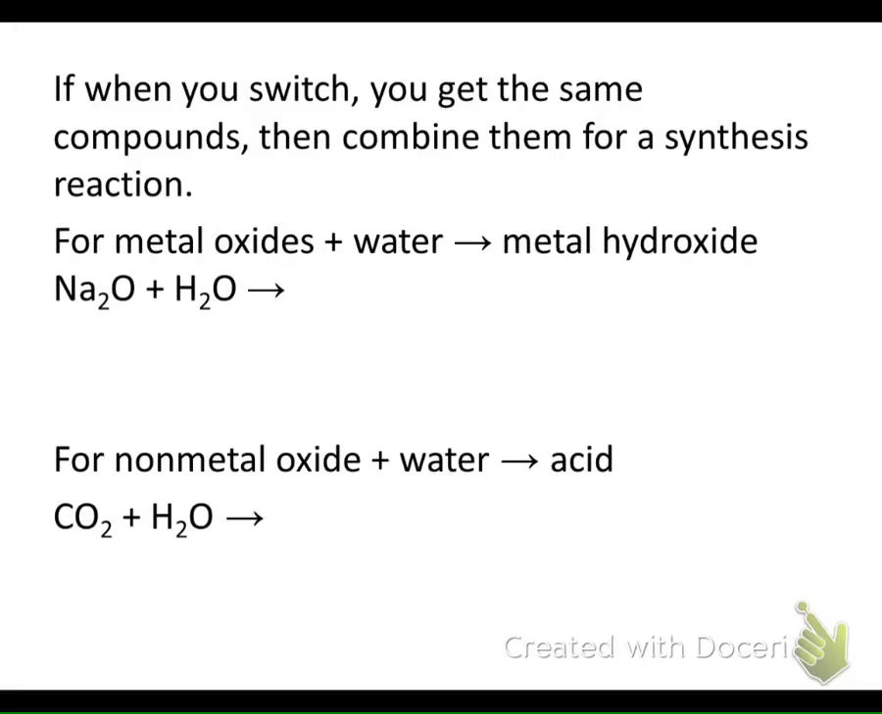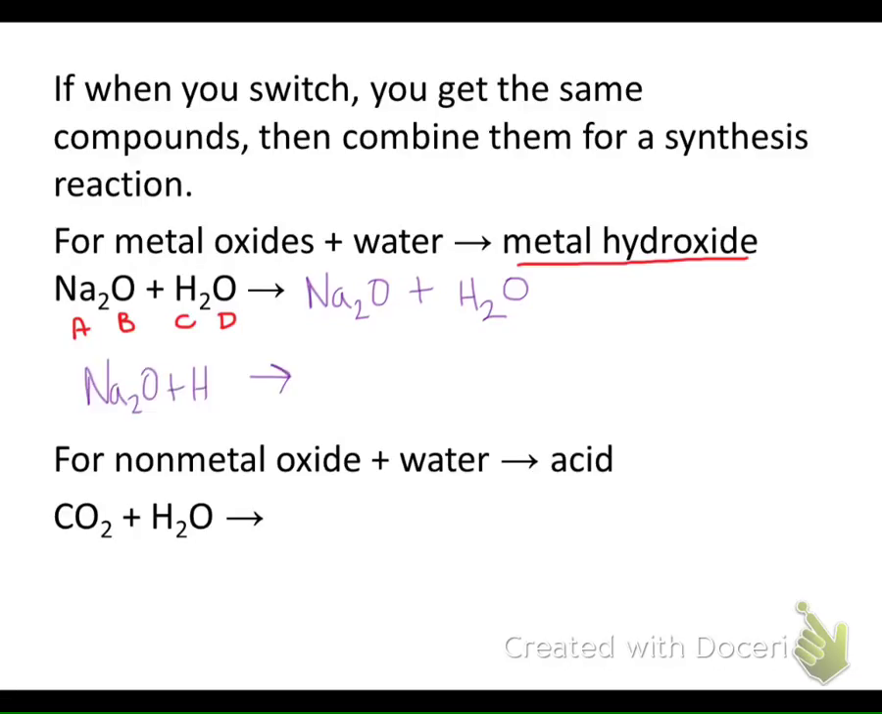And then last but not least, it's worth getting down these couple of examples on your blue sheet for what happens when we switch and get the same compound. So for metal oxides and water, so for sodium oxide and water, for example, if we were to switch these, we would end up getting the same thing. We would get sodium oxide and water. So when that happens, we actually combine it, and it combines to then form a synthesis reaction. So it would be a metal hydroxide. So it would look like this. It would be sodium oxide and water, and it would combine to form sodium hydroxide. And then we would balance it to get our final reaction.